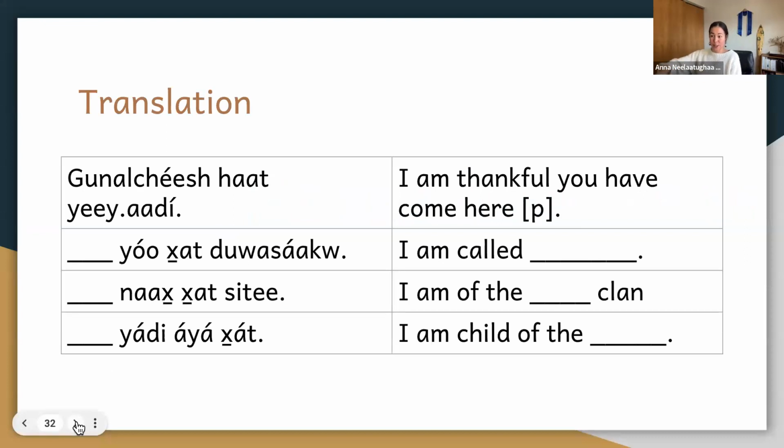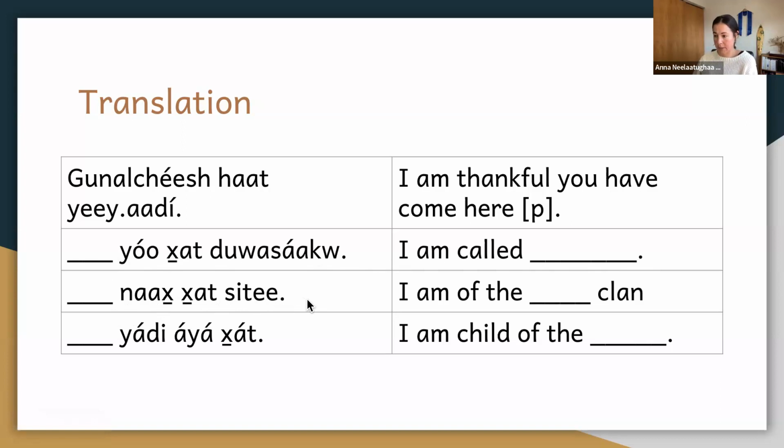Okay, so we're looking at our translation now of these four phrases that we've learned. The first one, "Gonalchish hadiyadi." I am thankful you have come here. The P in brackets is for plural people, and you all have shown me already that you knew that. Next line is Yuchatuasak. I am called blank.